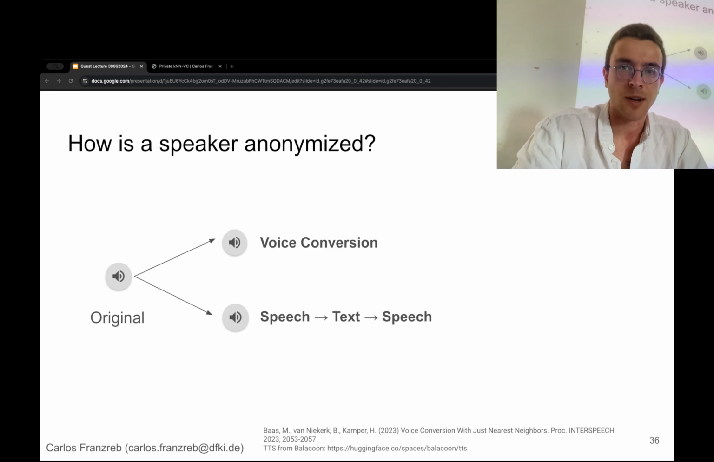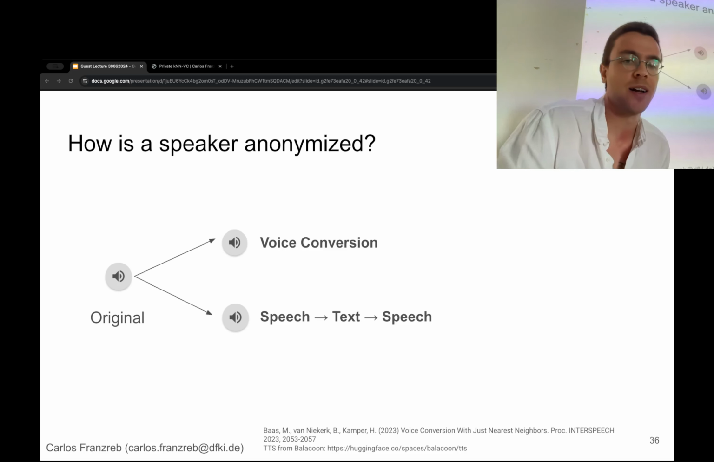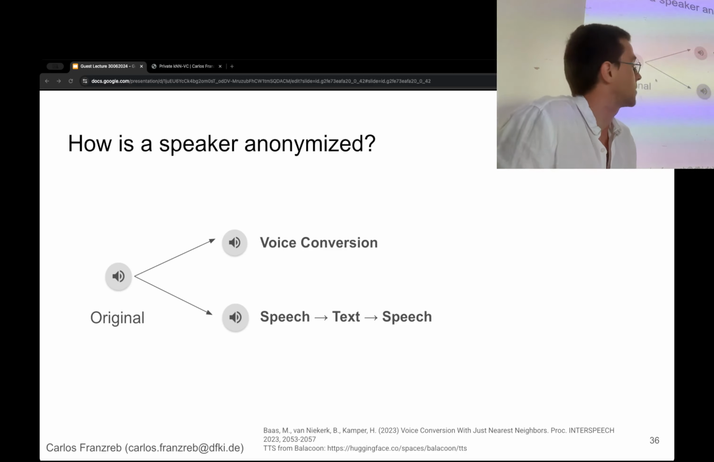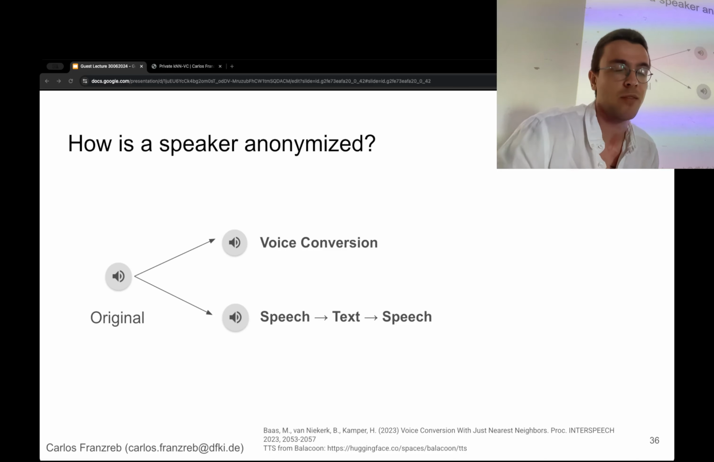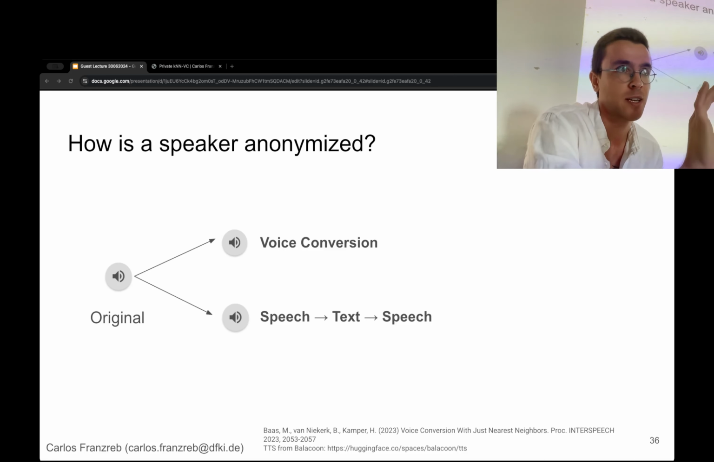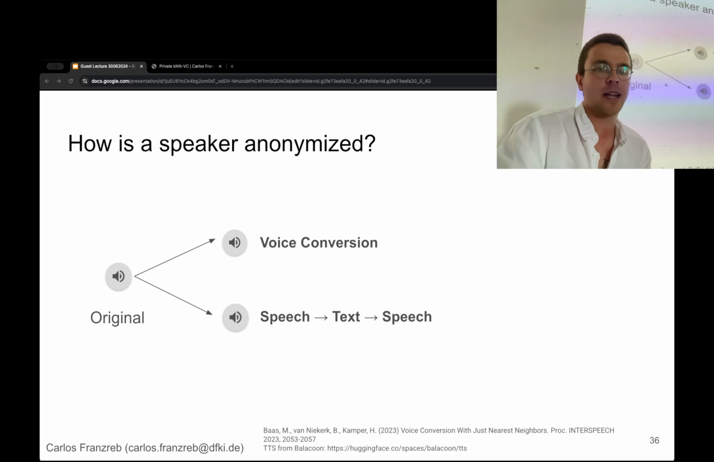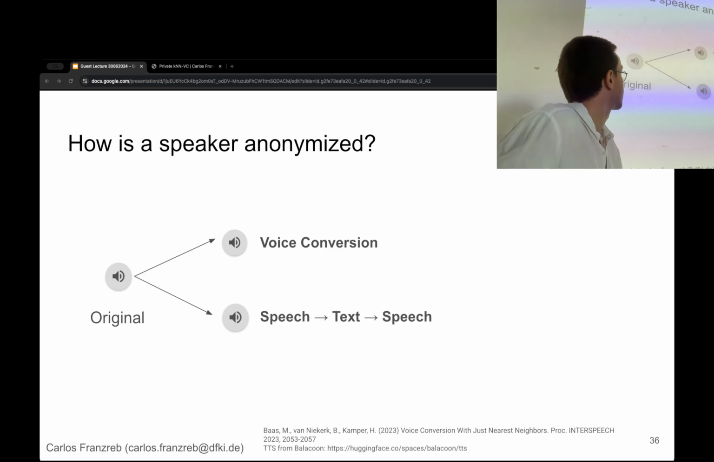But let's talk about how speech is being anonymized. So here I have the two main approaches. Voice conversion is the one that we saw before in the video. And the second one provides perfect anonymization, which is transcribing the speech, which removes all the speaker information that is not included in the text, which recall we are ignoring here for this evaluation, and then synthesizing it again to get speech again.